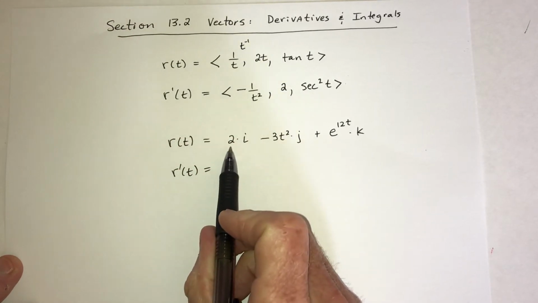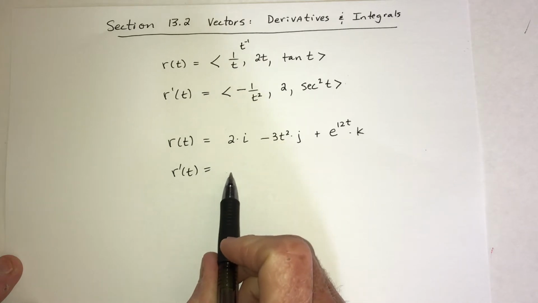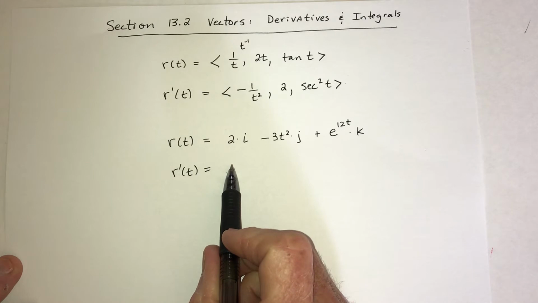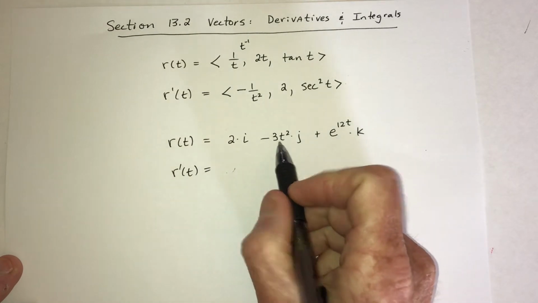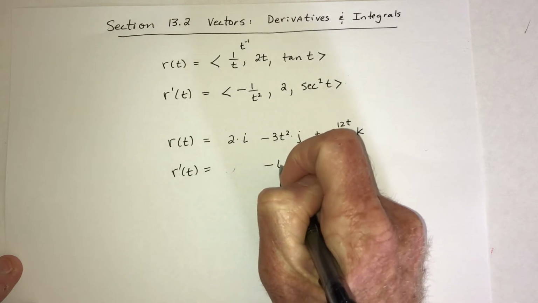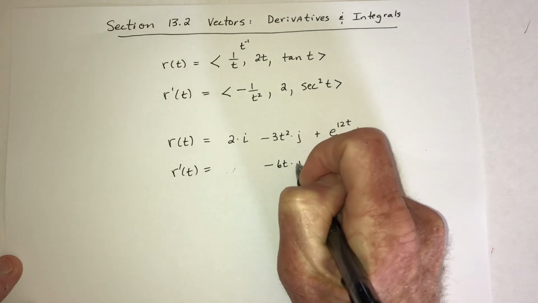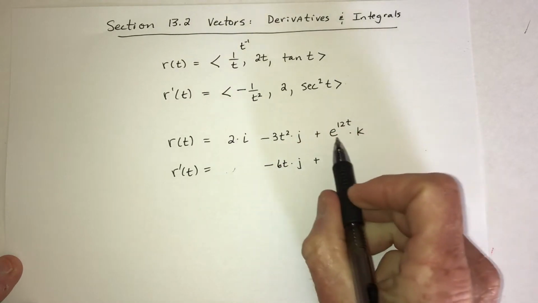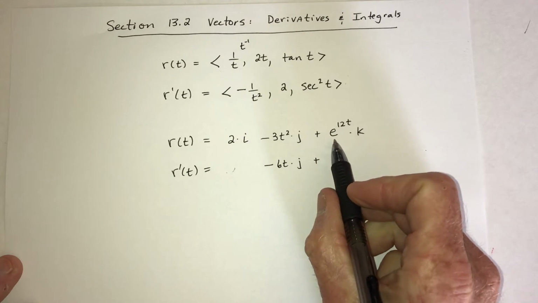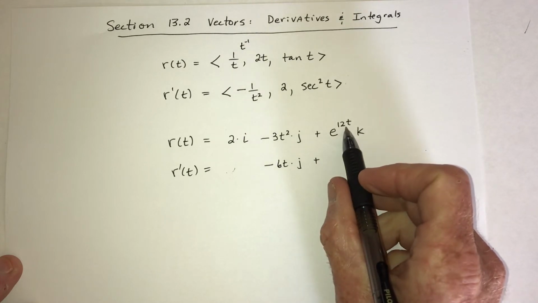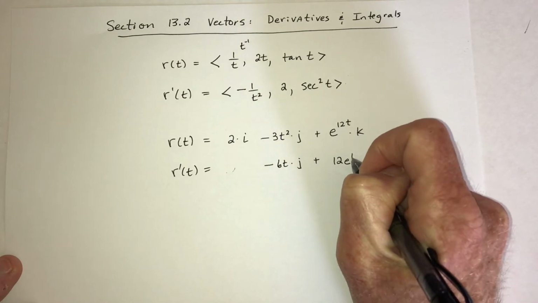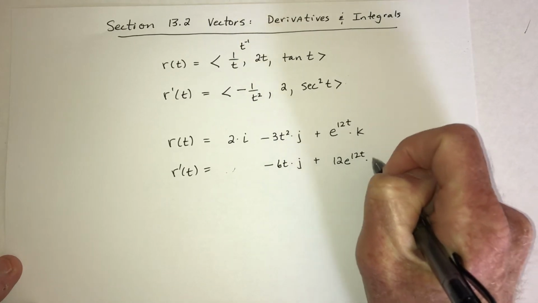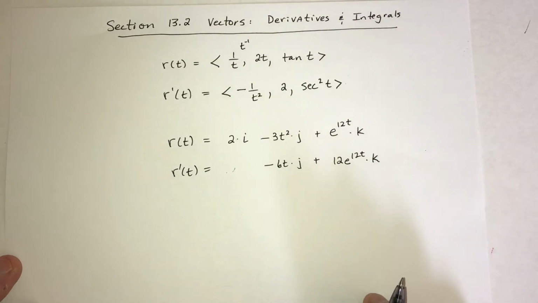Well, this is just the number 2, so its derivative is 0. And you could literally write 0 times i, but 0 times i is just going to be 0, so that's actually gone. For this one, it would be negative 6t for the j component. The derivative of the e function is just the e function, but then the chain rule means you need to multiply by 12. So this one will be 12 e to the 12t for the k component.